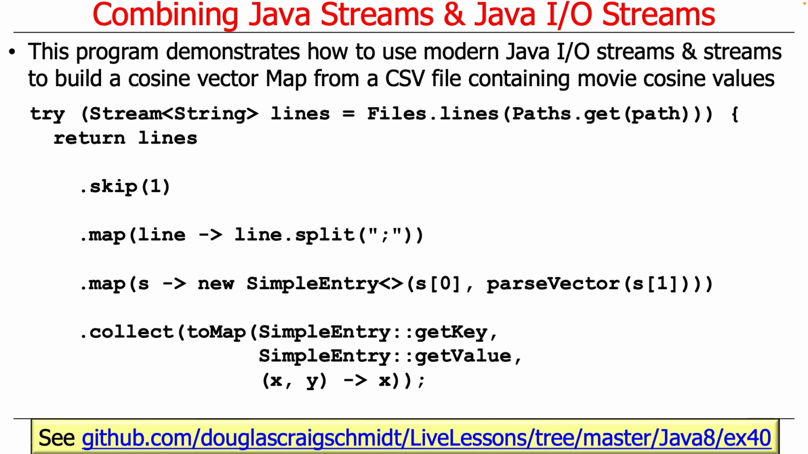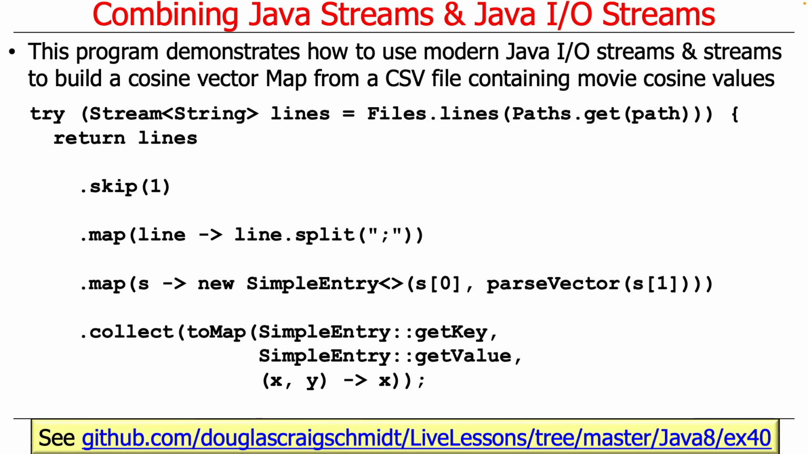And what we can do here is we can take that file, so we say Files.lines, and that will go ahead and open the file and give us a stream of lines in the file. So now we have a file, we have a stream that contains the elements in that file. And we then skip over the first element because that's just telling us what the file contains. We split things based on a comma, or semicolon rather. So now we have lines split up into essentially 2 strings. And then we create a simple entry.